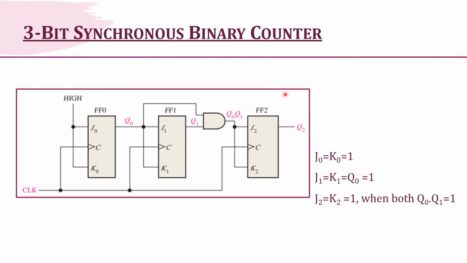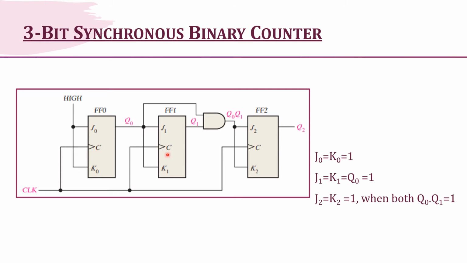Now let's look into the logic diagram of this 3-bit synchronous binary up counter. Since it is 3-bit, we are taking 3 flip-flops. Q0 will toggle on every clock pulse, so J0 equal to K0 is connected to the logic high value. So FF0 will toggle on every clock pulse.